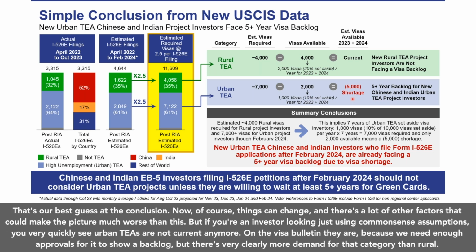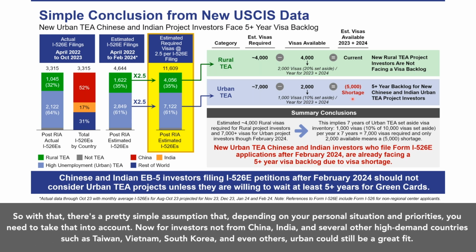Now, of course, things can change, and there's a lot of other factors that could make the picture much worse than this. But if you're an investor using common sense assumptions, you very quickly see urban TEAs are not current anymore. On the visa bulletin, they are, because we need enough approvals for it to show a backlog, but there's very clearly more demand for that category than rural. So with that, there's a pretty simple assumption that depending on your personal situation and priorities, you need to take that into account.